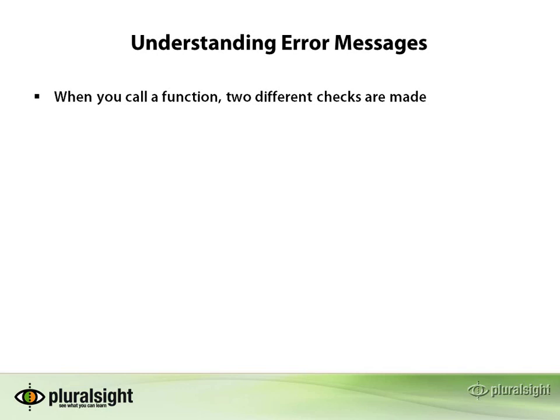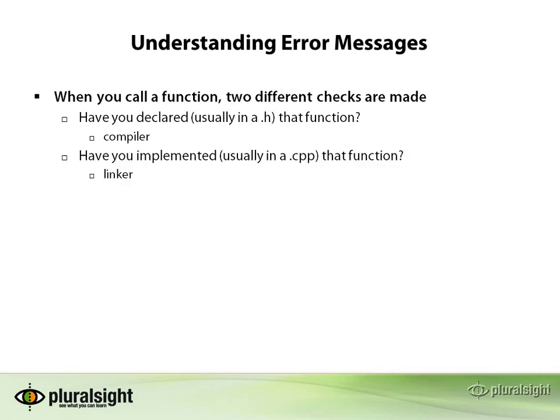Sometimes people are getting a message from one check and trying to fix something that only the other check cares about. It's not going to make the error message go away. Specifically, you have to make the compiler happy as well as the linker happy. The compiler only cares that you declared the function. That's usually in a header file.